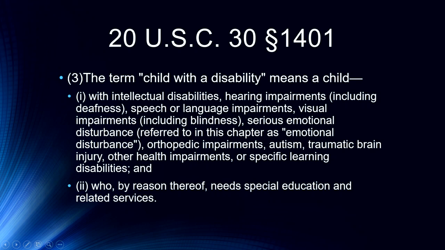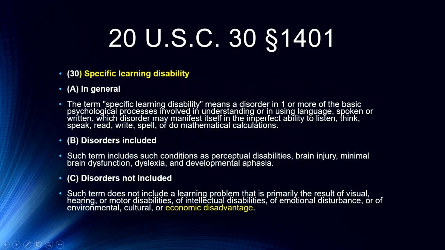So the term child with a disability means a child with intellectual disabilities, hearing impairments, speech or language impairments, visual impairments, serious emotional disturbance, orthopedic impairments, autism, traumatic brain injury, or other health impairments or specific learning disabilities, and who, by reason thereof, needs special education and related services. So basically, this is how we want to make sure that any individual who has difficulty can get educated in an appropriate way. So that's disability. This obviously includes both mental disorders and physical disabilities.